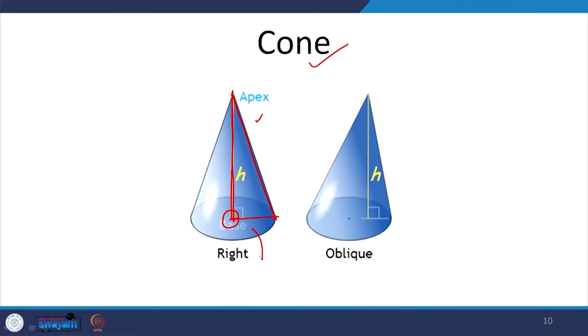So, what do we have? The base is a circle, at the apex we have an axis of height h, and there will be a radius to the base, which is the definition of its size, the base radius. In case the axis is not perpendicular, in case the axis makes an angle with the base, it is called an oblique cone. Again, we have been using and seeing cones.